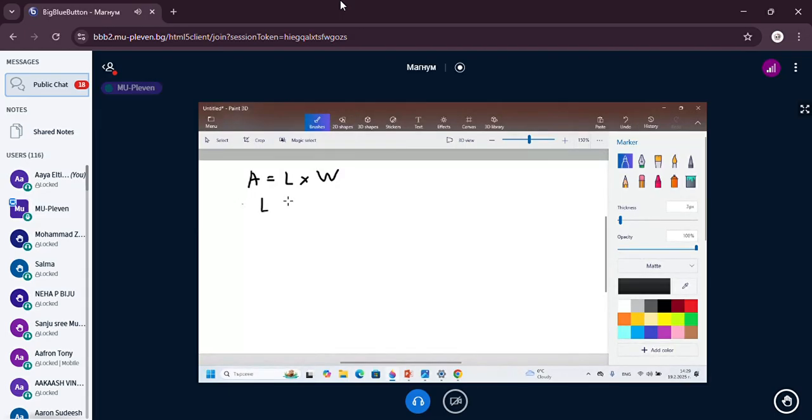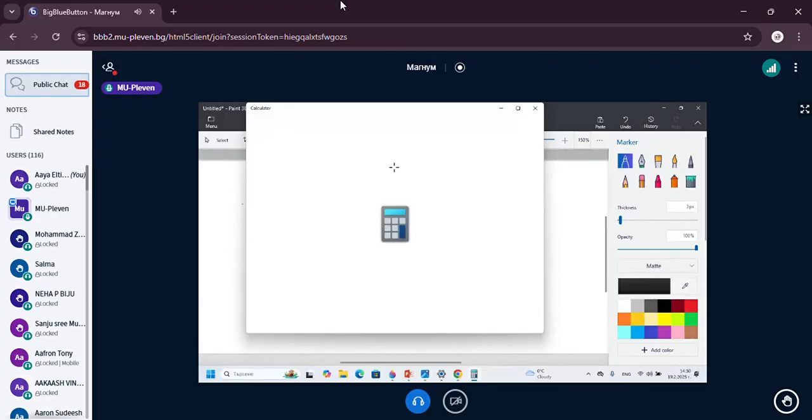So let me take some length, 1.2 meters, some width, 0.3 meters. So the area is 1.2 meters times 0.3 meters. You may use a calculator quickly. I'll do it along as you like.